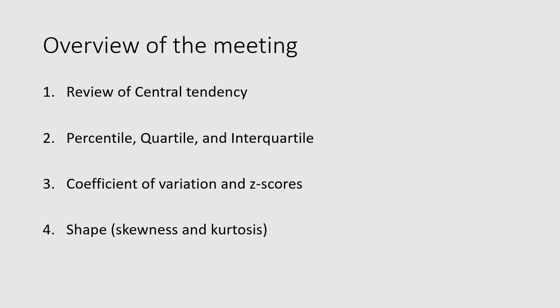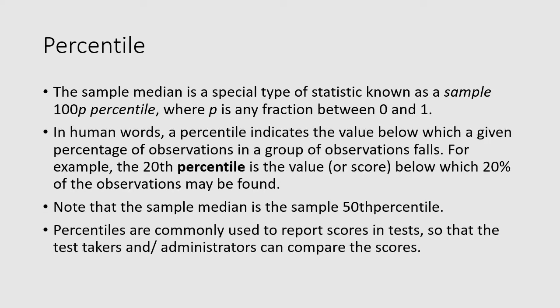We will also talk about z-scores, and we will briefly talk about the shape, skewness, and kurtosis. We will break down the videos into 4 parts, so at least 3 parts, I'm sorry. We will talk about the percentile, quartile, and interquartile in one video, then the coefficient of variation and z-scores in another video, and the shape, skewness, and kurtosis in another video if possible. Okay, let's start. So, percentile.